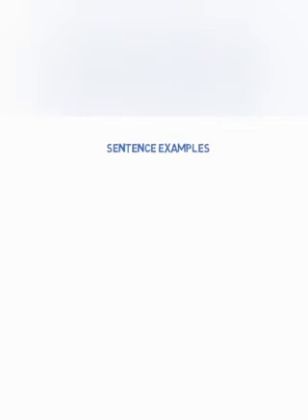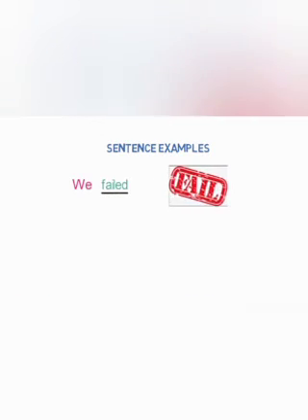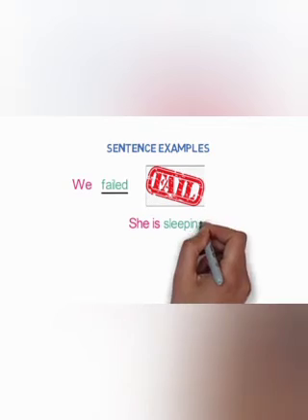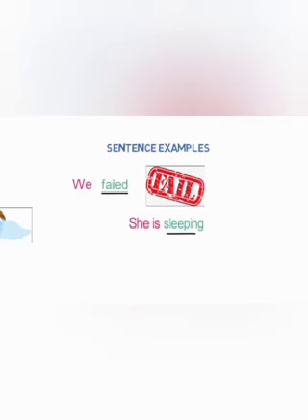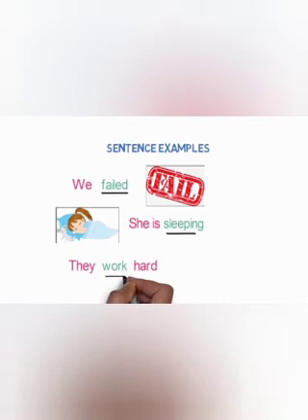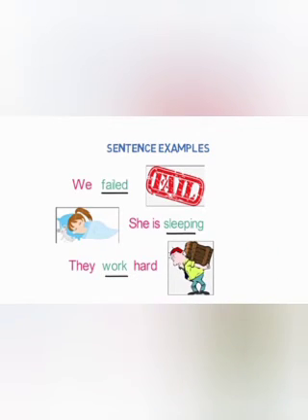Let us now look at some more sentence examples. He failed. Here failed is an intransitive verb as there is no direct object linked with it. Now let's look into the next example. She is sleeping. Here sleeping is the intransitive verb as there is no direct object linked with it. To make it more clear, let us look at one more sentence example. They work hard. Here work is again an intransitive verb as there is no direct object after the verb work.